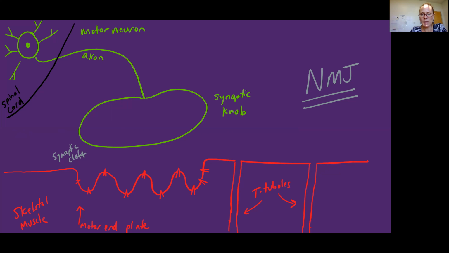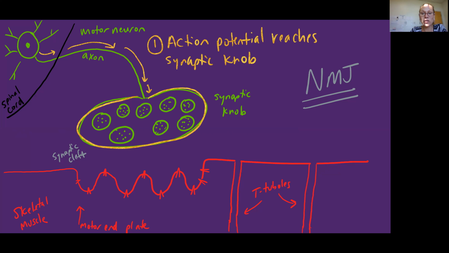All right, inside my synaptic knob, I have vesicles of neurotransmitter. My action potential is generated from my nervous system, from the central nervous system. It travels down my motor neuron axon until it reaches that synaptic knob. And I went ahead and drew in on my synaptic knob my vesicles, packages of chemical called neurotransmitter.